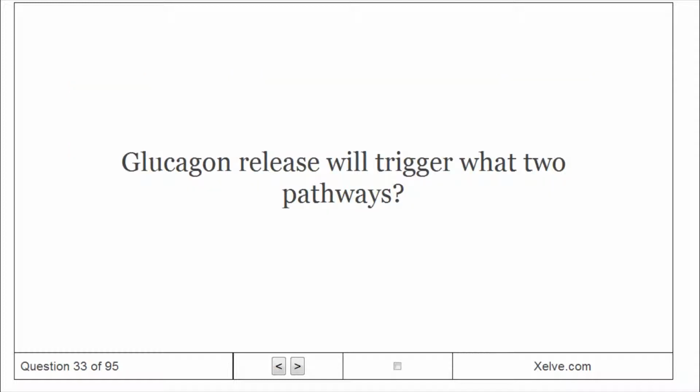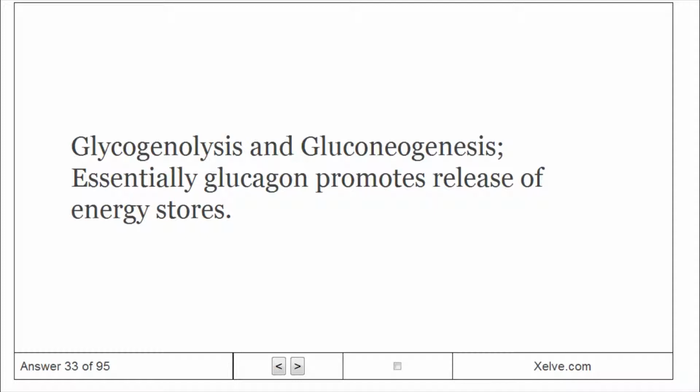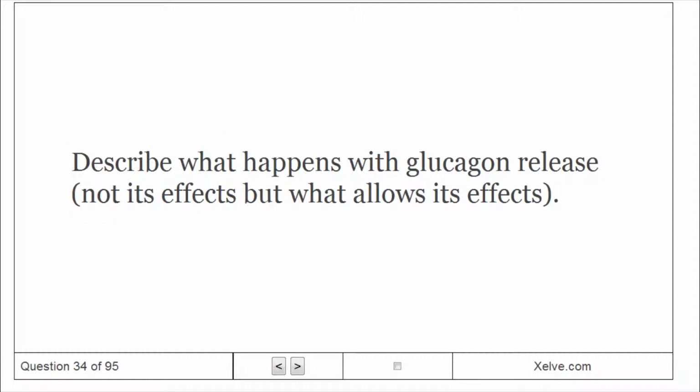Glucagon release will trigger what two pathways? Glycogenolysis and gluconeogenesis. Essentially, glucagon promotes release of energy stores. Describe what happens with glucagon release.